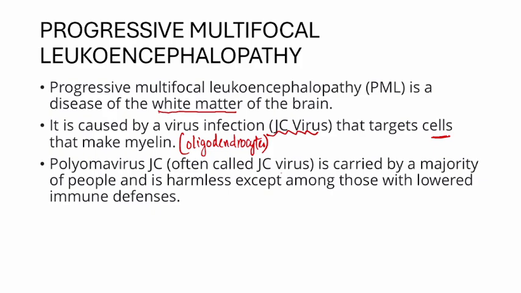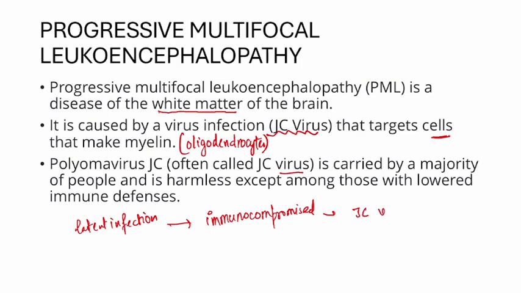Polyoma virus, often called JC virus, is carried by a majority of people and is harmless, except among those with lowered immune defense. It is a kind of latent infection in almost every one of us, but the situation changes when we are immunocompromised. It will cause JC virus activation and it will lead to progressive multifocal leukoencephalopathy.